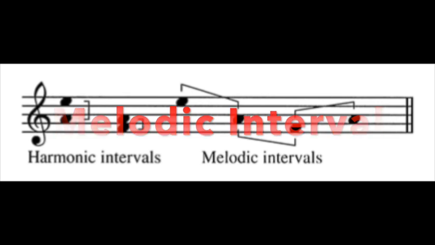The method of measuring intervals is the same for both harmonic and melodic intervals. So here we have the harmonic interval of A to E and of F to A. Then we have the melodic intervals of E to A, and then F to A.